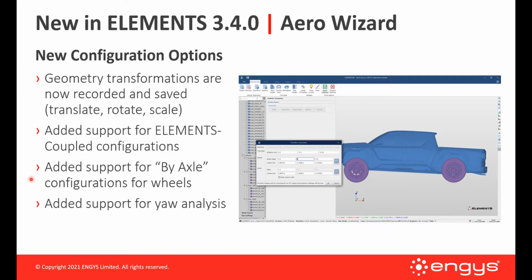And what this means is that the user now has more control over the models that are used to approximate the rotation of the wheels on an axis by axis basis. And then finally, we've added support for side wind inside the configuration files in order to enable users to simulate yaw analysis. So if they want to do yaw studies, it is possible to automate this process as part of the Aero Wizard and to embed the best practices for those yaw analysis processes using the specific new configuration options that we've added.